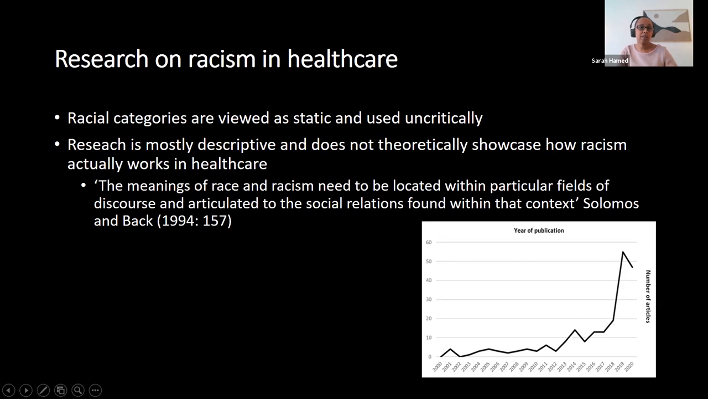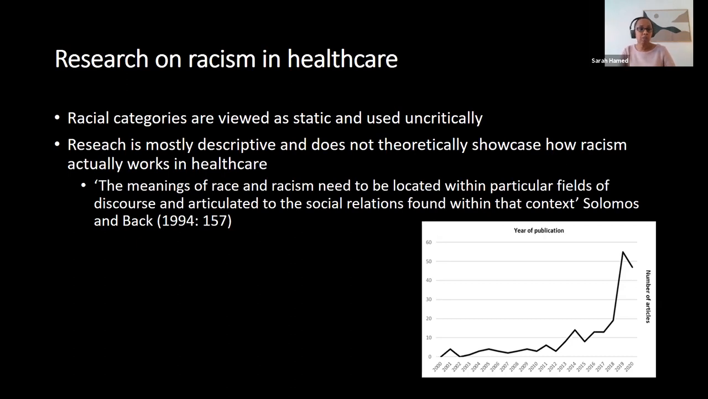But what I found in this research is that the racial categories that are used are static and used uncritically, and that the research is mostly descriptive. So the research only tells me that racism exists in healthcare. That's it. But it does not theoretically showcase how racism actually works in healthcare. Because most of that research does not use theory to explain experiences of racism in healthcare, it does not show me how racism actually works. And I argue that it's important to understand how a phenomenon works so that I can do something about it.